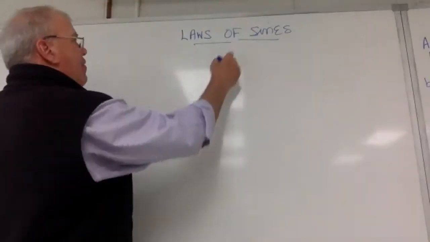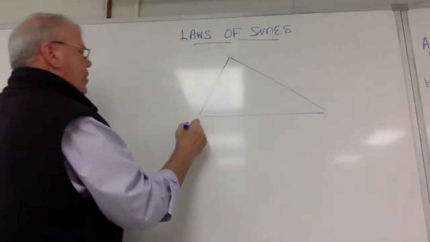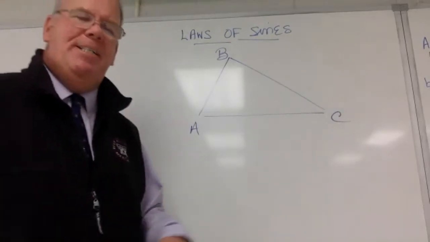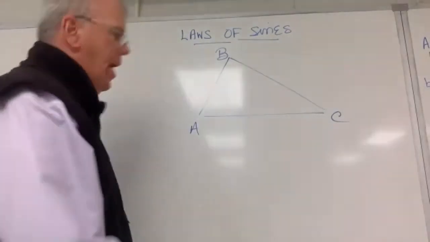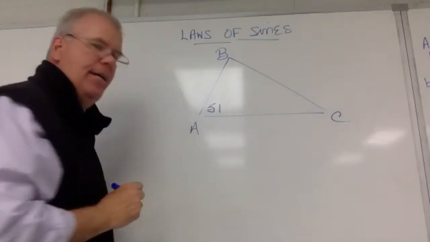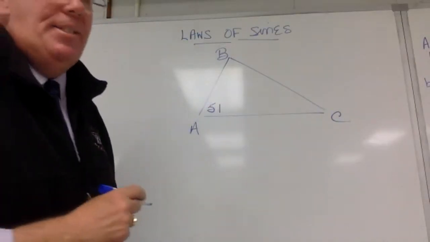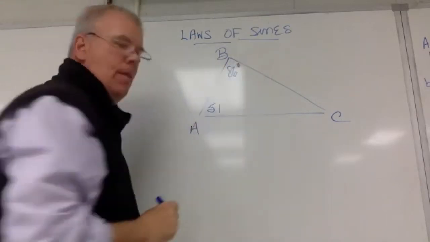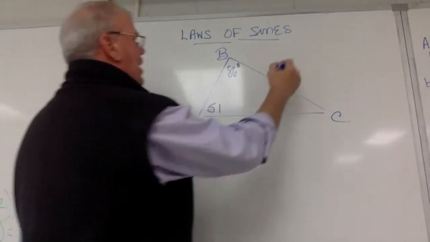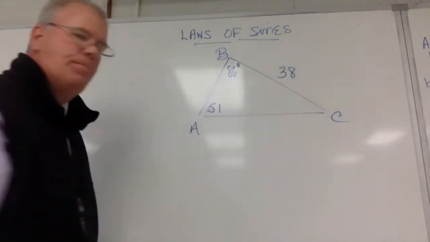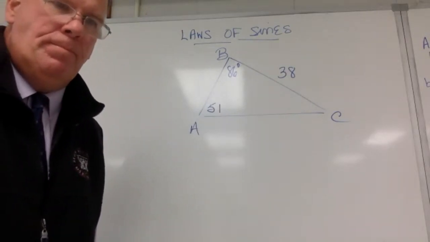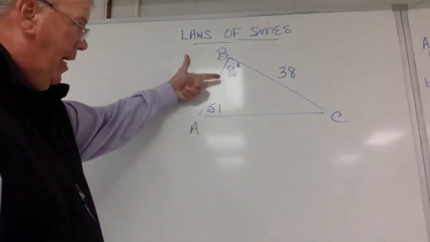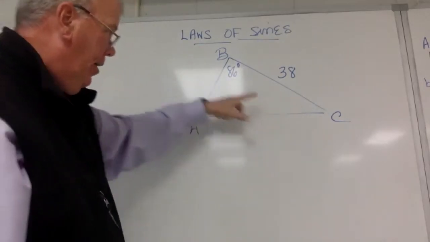So if I have a triangle, right? A, B, C. And triangle ABC is not a right triangle, okay? I tell you the angle of A is 51 degrees. I tell you the angle B is 86 degrees. And then I tell you that side A is 38. Does that make sense? You guys get that down? Yes.